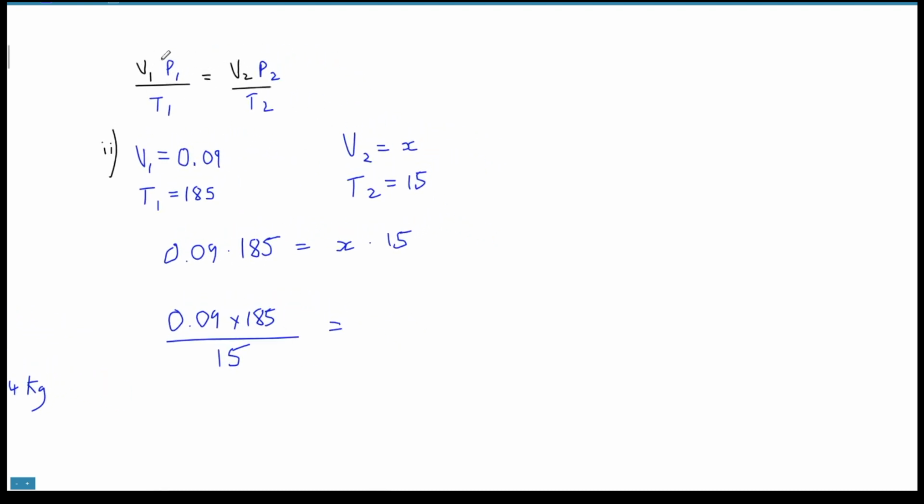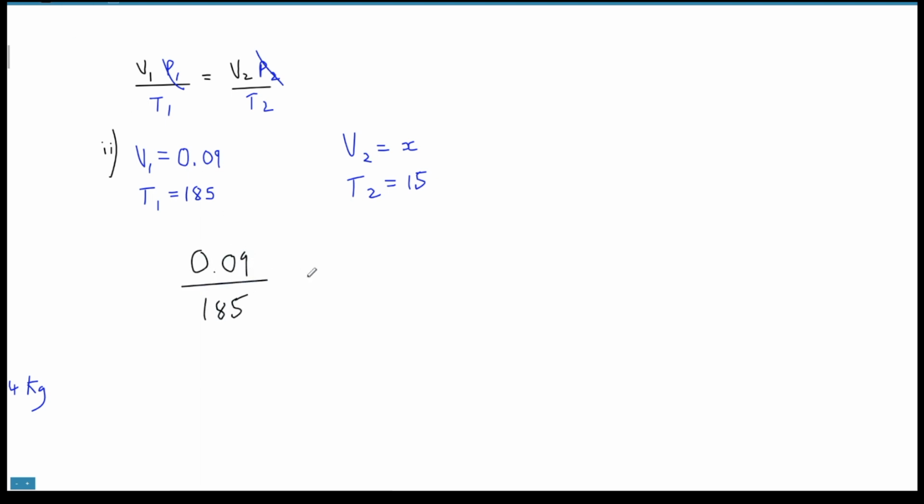So the pressure is kept constant, so we can ignore it. Now this changes my setup a little bit. So let's fix this. Let's delete all that and put it back how it should be. The calculation should be 0.09 over 185 is equal to X over 15. And we're going to multiply the 15 to the other side to calculate it. So it's going to be 15 times 0.09 over 185.